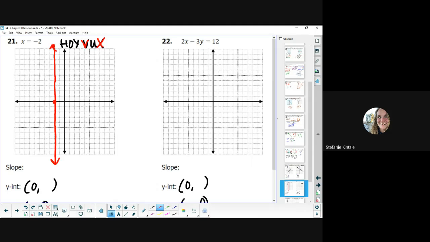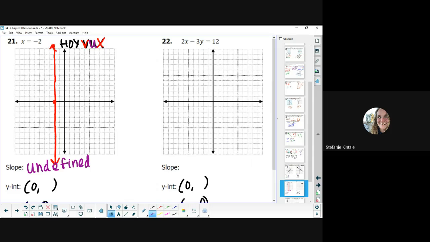So first of all, let me ask you, is this a function? Does this pass the vertical line test? It's a vertical line, so the input negative 2 has many, many outputs. So if it's not even a function, what is the slope? It's not even a function, right? So the slope is undefined. Now, if you forget that, look here. VUX, V-U-X. U stands for undefined. Slope is undefined.